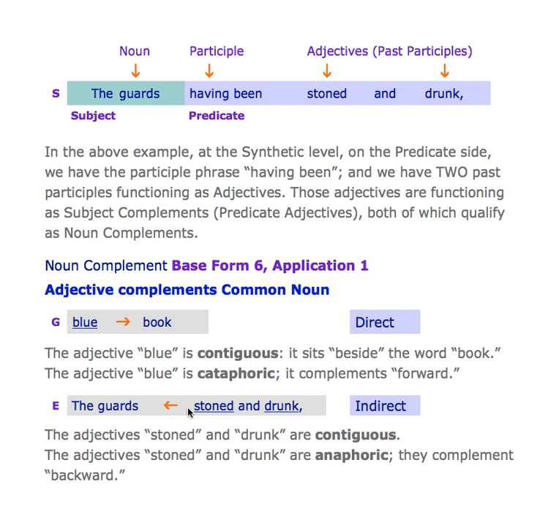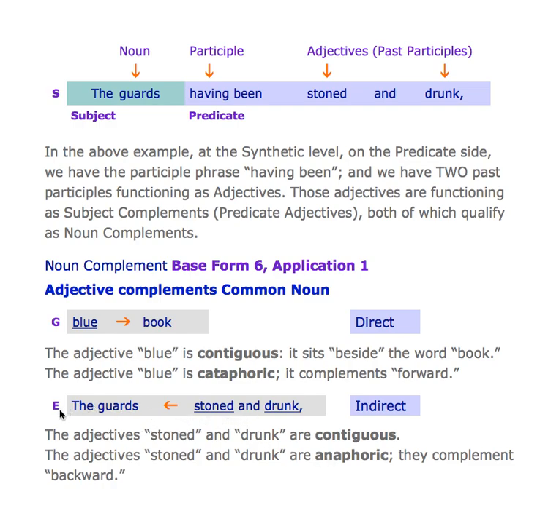The guards, stoned and drunk. Okay, remember we got that up here. This is an example of an indirect complementation. In other words, the adjectives stoned and drunk are contiguous, all right? They're beside each other. The adjectives stoned and drunk are anaphoric. They complement backwards, all right?